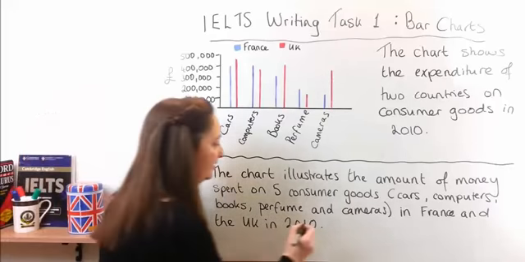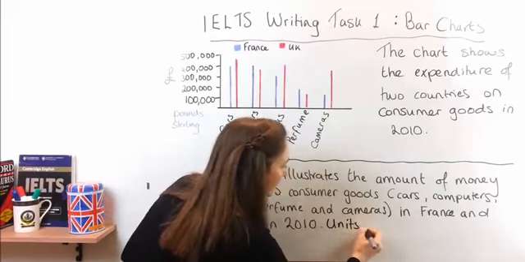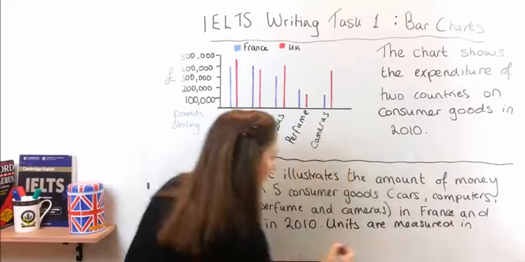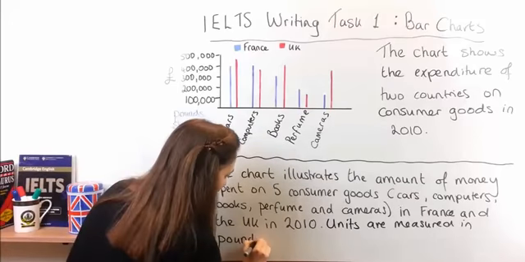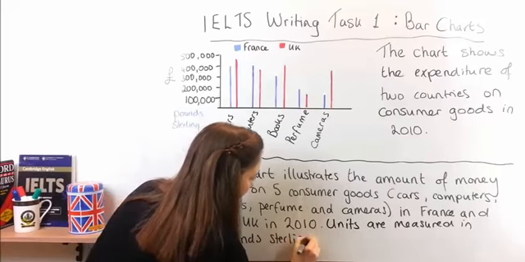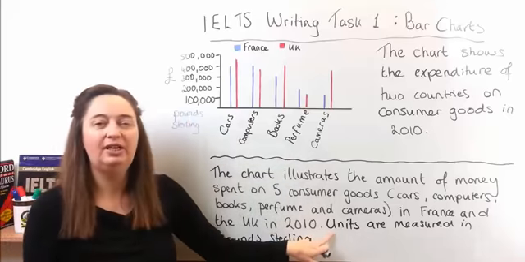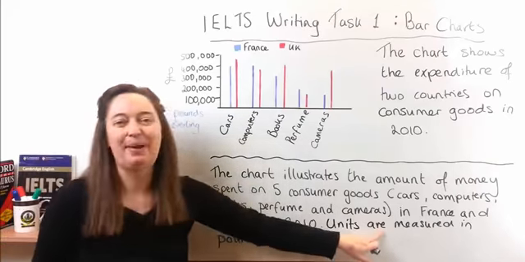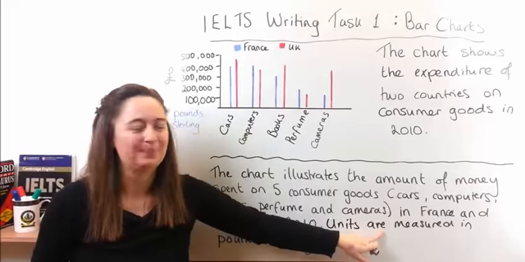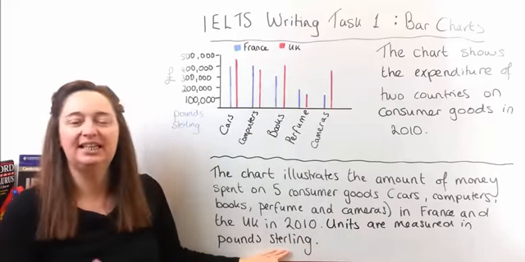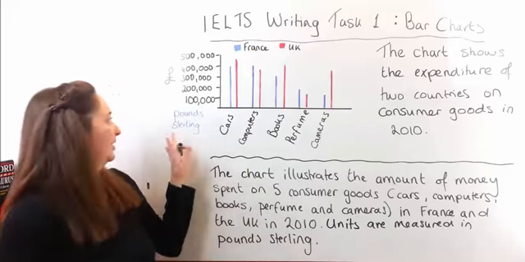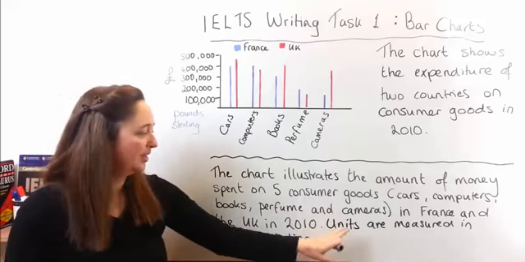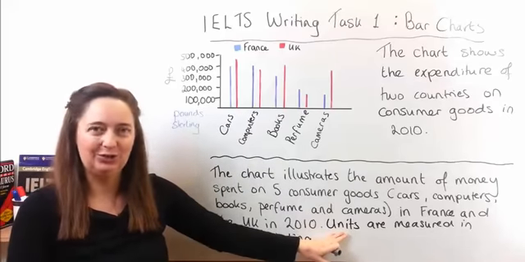And we can write units are measured in pounds sterling. And this is a very useful sentence to use because, of course, that is a passive tense, which is very nice for the examiner. So if you have interesting units, for example, pounds sterling or a different currency, then please put the measurement for your units in your introduction.